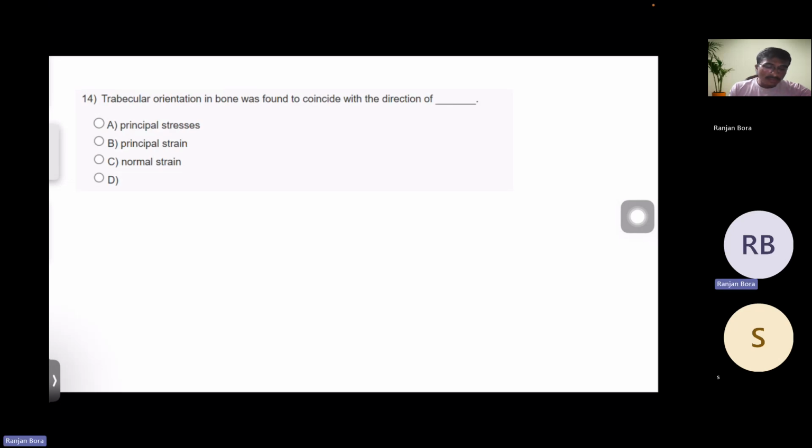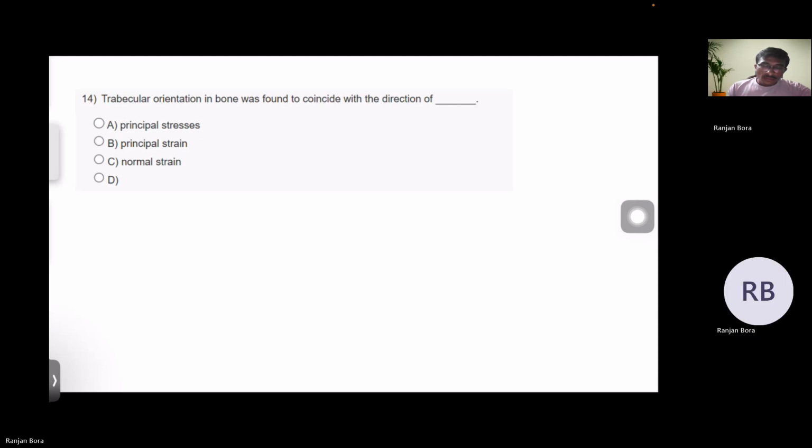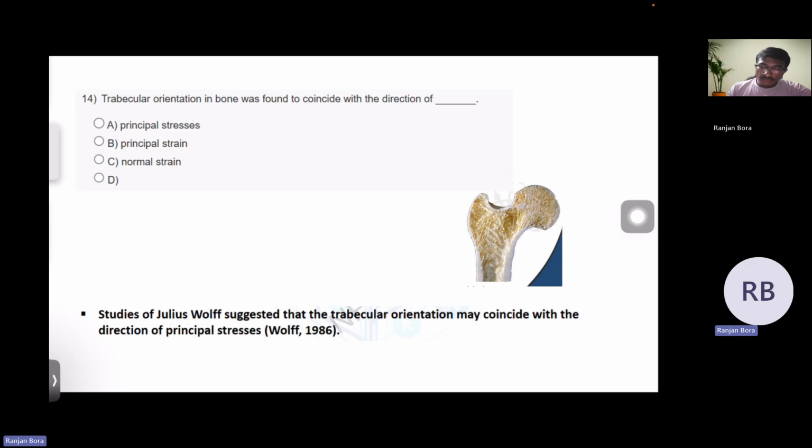And the next question is, trabecular orientation in bone was found to coincide with the direction of. So here we can see a cross-section of a bone, and the studies of Julius Wolff suggested that the trabecular orientation may coincide with the direction of principal stresses. So option A is correct.